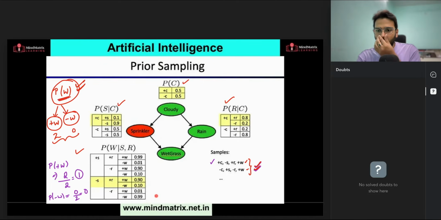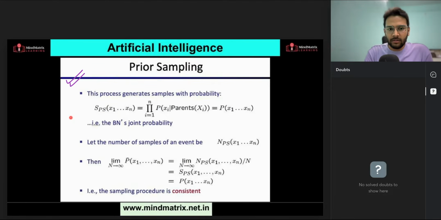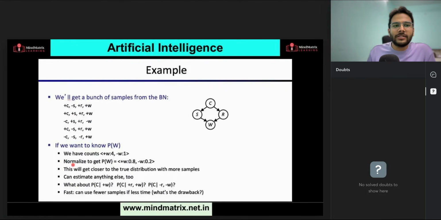2 samples means 1 row, 2 rows, right? Here there are 2 samples. This is 1 sample, this is another sample. Total samples are given, and if someone asks you how many samples are there, 2 samples are there. Fine.